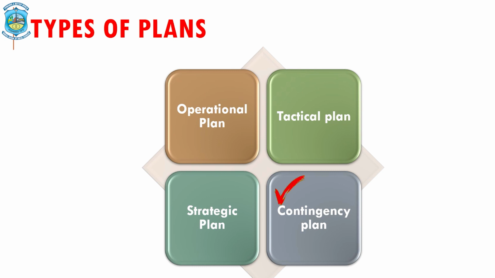The last one is the contingency plan. Every organization is required to make a contingency plan. Contingency plans are very useful at the time of crisis. Whenever there is a certain crisis or contingency, we are going to switch over to these particular plans. These are the 4 major categories of plans or planning which is done in an organization.